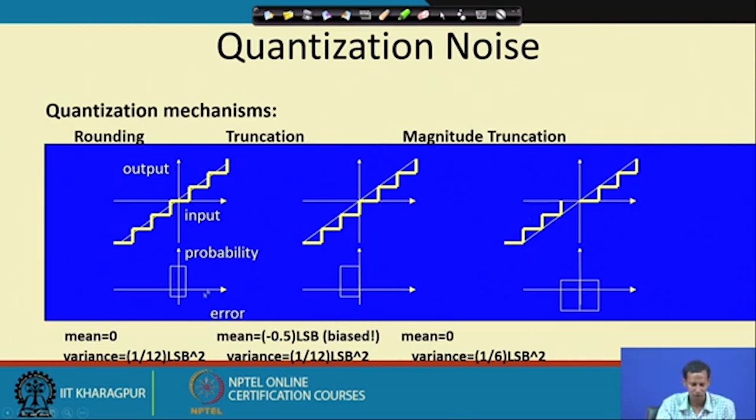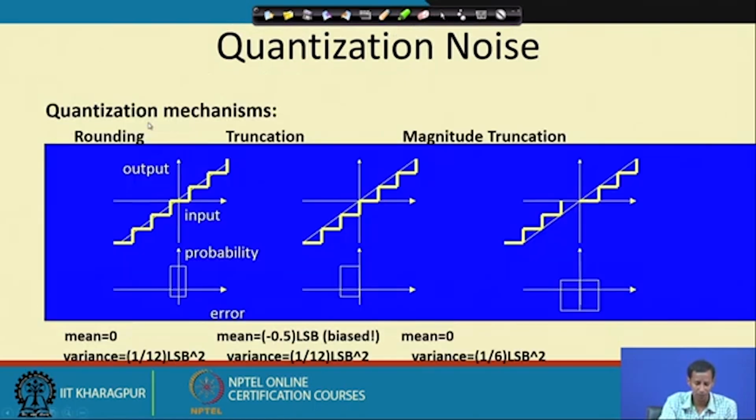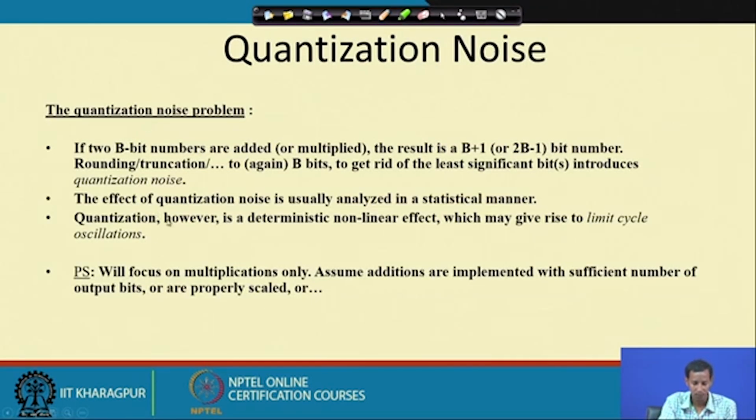So, there is the corresponding error curve, that is the probability of error that may occur within the range. In this truncation the error is this. In magnitude truncation the error may be this. Then, this quantization noise, what I said in the previous slide, this quantization effect you can calculate.